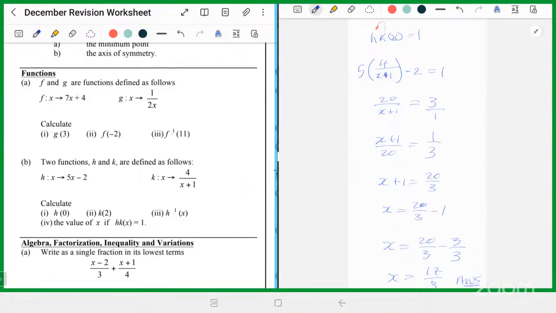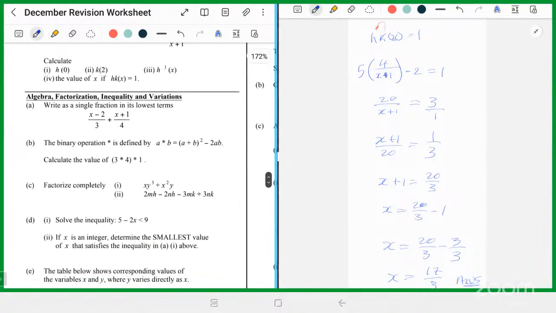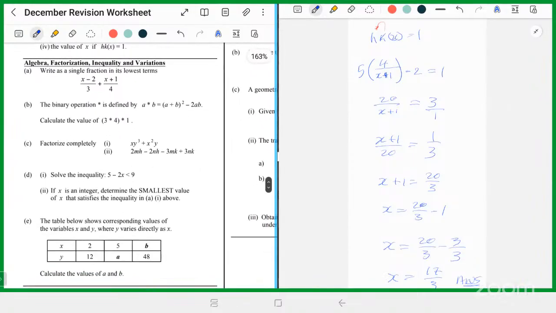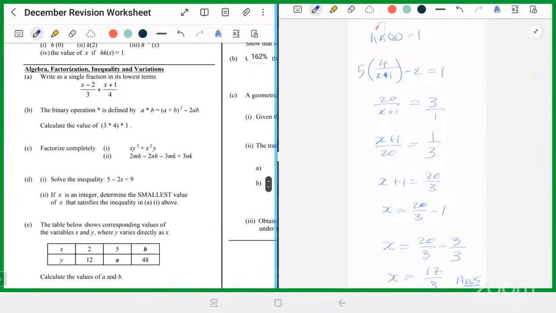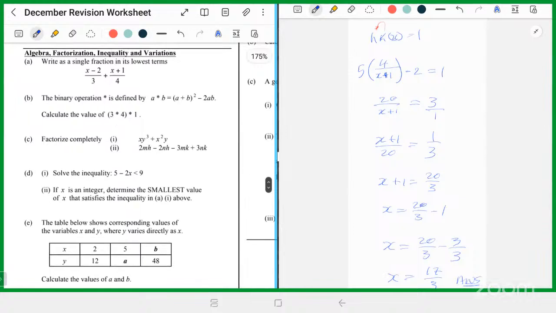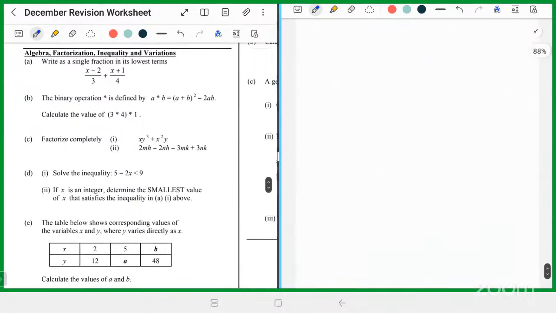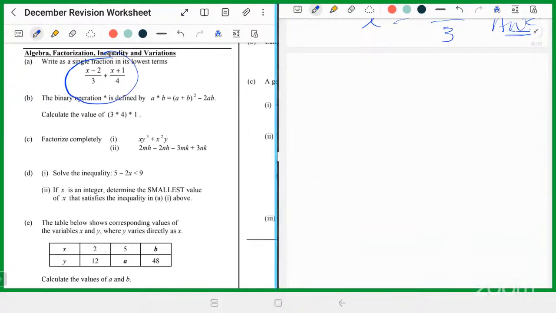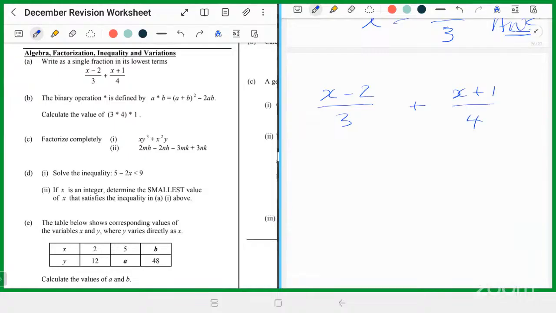Let's move down to the next question down here. So a number of parts, right? Each part I think is a different question. Right here, let's go. This question gives us this thing to write as a single fraction. So it's (x minus 2) over 3 plus (x plus 1) over 4.